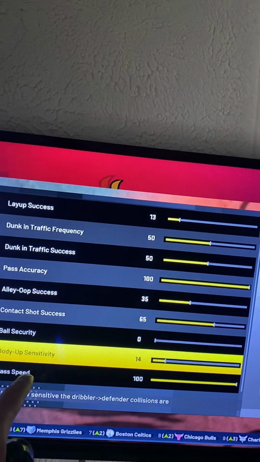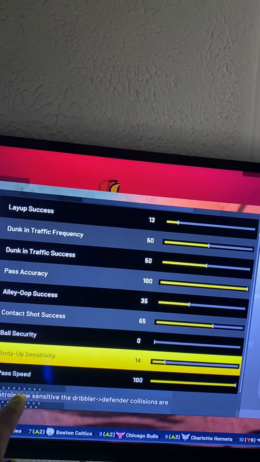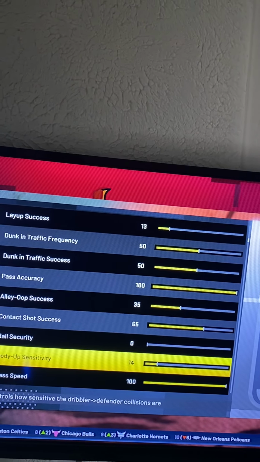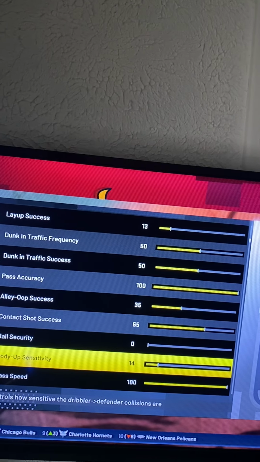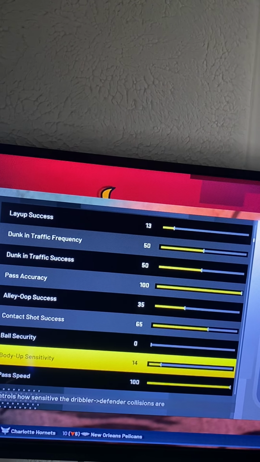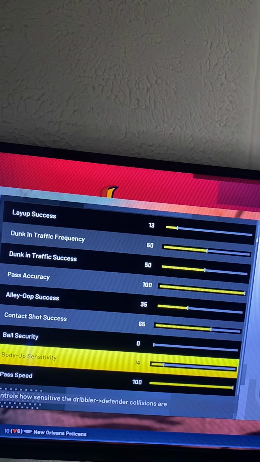No, that's not real. You're not locking up Kyrie Irving with, who can I say? Man, I'm drawing blanks.